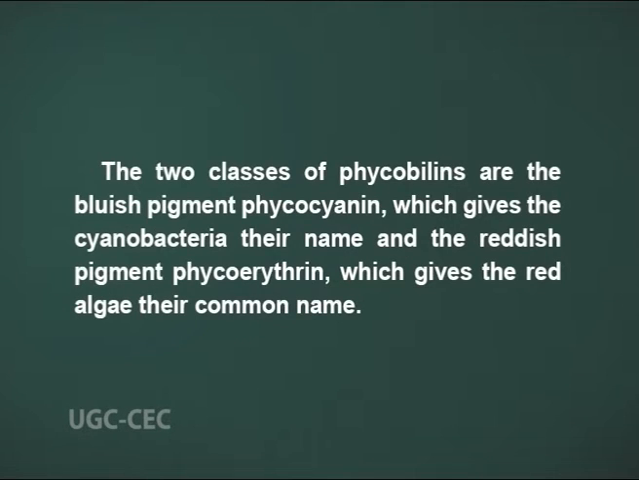The two classes of phycobilins are the bluish pigment phycocyanin, which gives the cyanobacteria their name, and the reddish pigment phycoerythrin, which gives the red algae their common name. When phycocyanin and phycoerythrin are exposed to strong light, they absorb the light energy and release it by emitting light of a very narrow range of wavelengths.